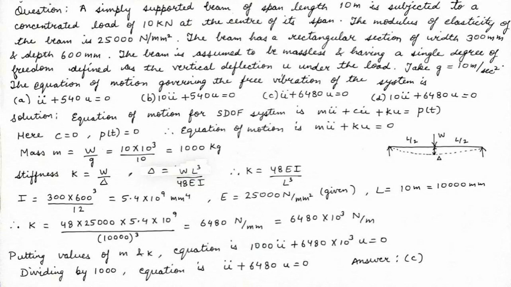We will put the value of mass m and stiffness k in the equation of motion. We get 1000 u double dot plus 6480 into 10 raised to power 3 u is equal to 0. We divide the equation by 1000, we get u double dot plus 6480 u is equal to 0, which gives us our answer option C.